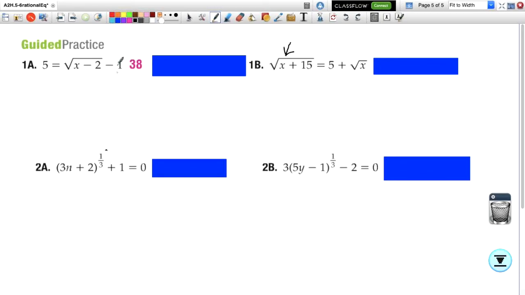So the answer here is 38. Very quickly, I'm going to get my root alone. I'm going to add 1, add 1. I'll have 6 equals the square root of x minus 2. I'm going to square both sides, and that's going to help me cancel this out. I'm going to have 36 equals x minus 2. I'm going to add 2, and I get x equals 38.